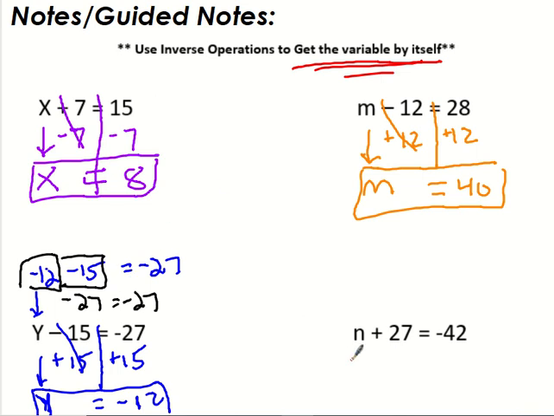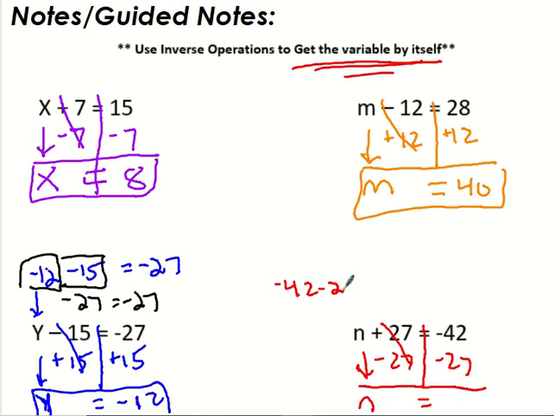Now for this last one over here, I have n plus 27 equals negative 42. So I need to do the opposite, which is minus 27, because 27 minus 27 is 0. I then have to bring down my variable. So n equals, and then I have negative 42 minus 27. If I need to do the work off to the side, I can do that just so I don't mess up my equation work.